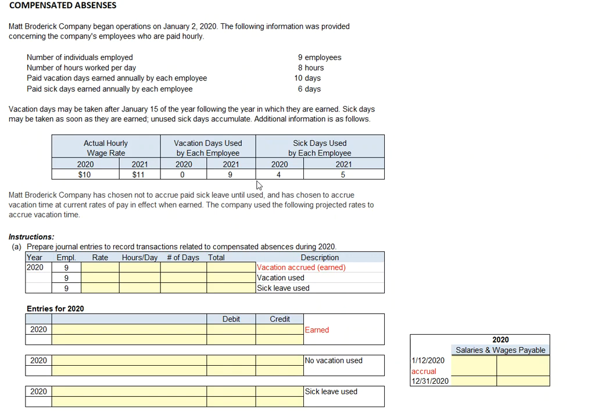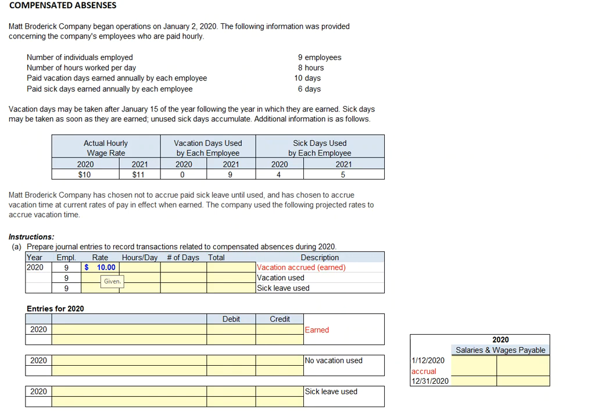2021, there were 9 days. 6 days, there were 4 days in 2020 and 5 days in 2021. And we're going to need to prepare journal entries for our vacation and sick leave for 2020 and 2021. So let's go ahead and begin taking a look at that.